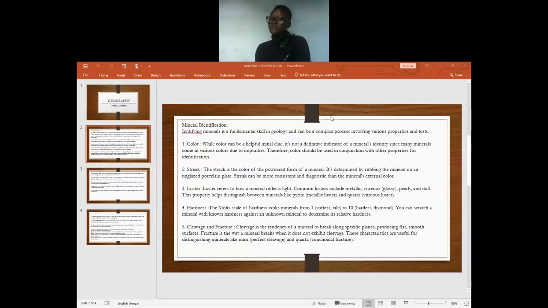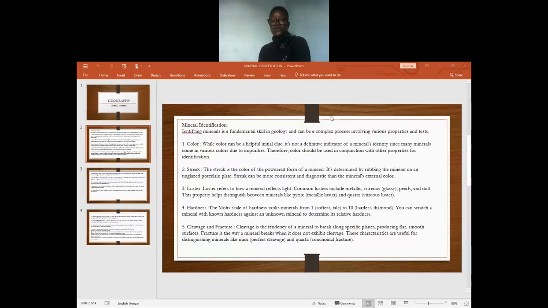While color can be a helpful initial clue, it's not a definitive indicator of a mineral's identity, since many minerals come in various colors due to impurities. Therefore, color should be used in conjunction with other identification methods, though it might be an initial clue to identify minerals. Another way to identify minerals is by streak.